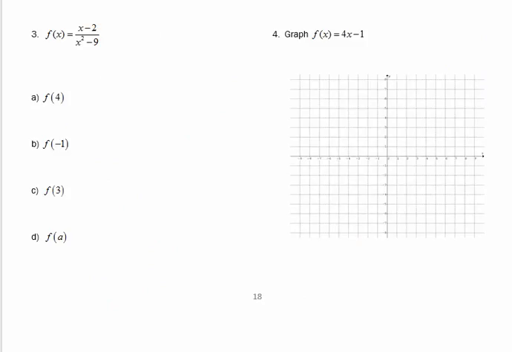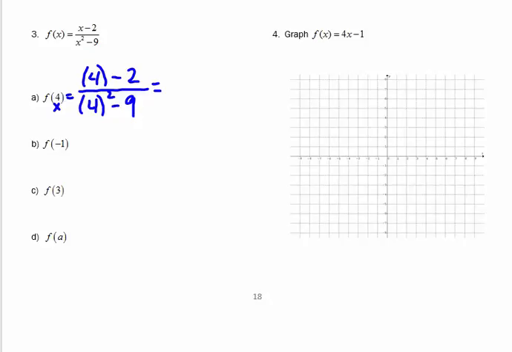Number 3. f of x equals x minus 2 over x squared minus 9. If you look closely at f of x, you're going to see we have to plug in two places for x. A says find f of 4, so that means x has to be 4. When I plug in a 4 on top, I get 4 minus 2. In the denominator, I get 4 squared minus 9. You have to plug in x being 4 wherever you see x.